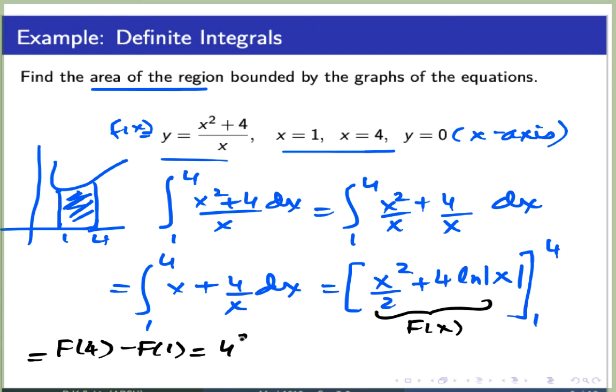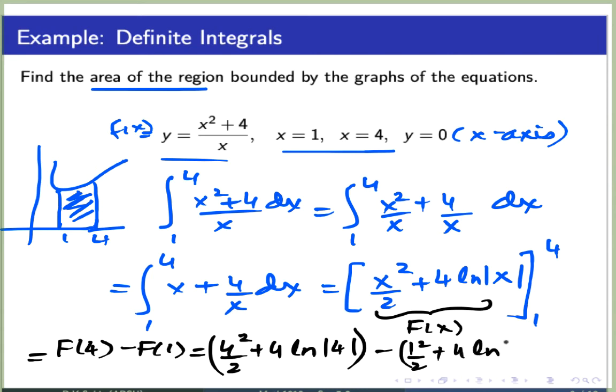That is 4 squared over 2 plus 4 times natural log of 4, minus, and since these are two terms, I'm going to put brackets, 1 squared over 2, 1 squared is 1, plus 4 times natural log of 1. Now remember, natural log of 1 is 0, but natural log of 4 will be a value. So 4 squared is 16, so this is going to be 8 plus 4 times natural log of 4.